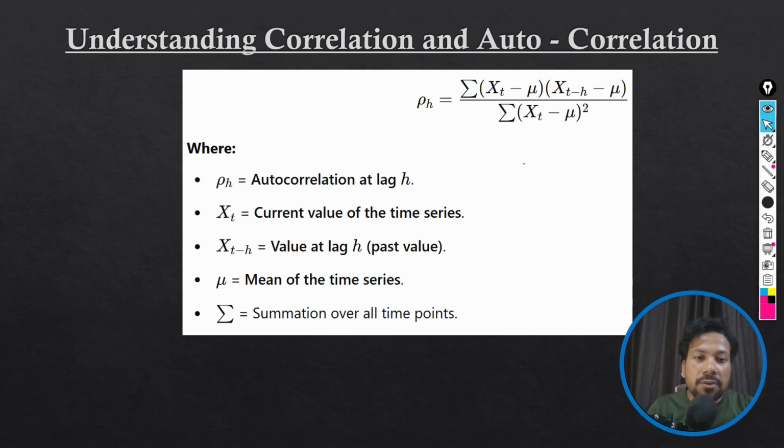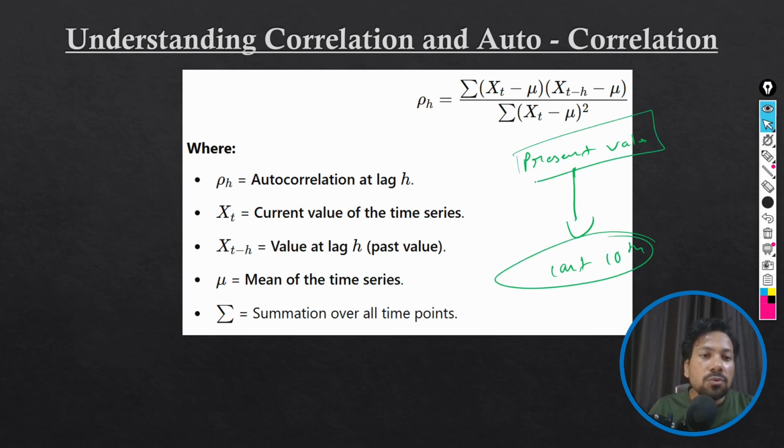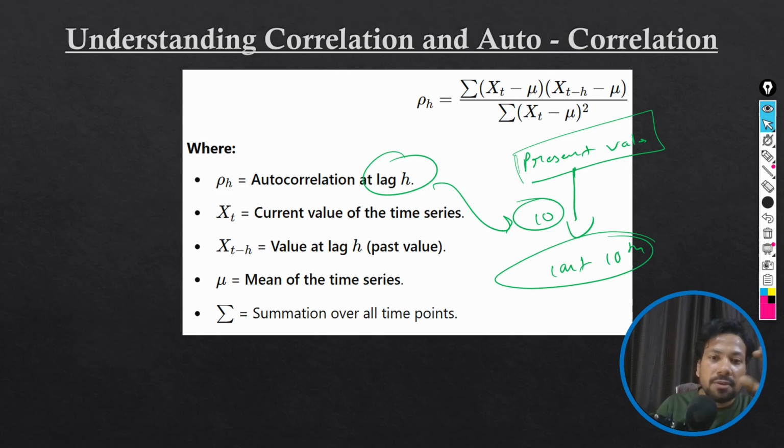So if you are trying to find the relation between our present value and the last 10th value, how our present value is going to be affected by the last 10th value, then lag will be 10 here. So you have to take a gap of 10 between these two values. You are going to understand it in our next slide. For now, you just need to understand that lag here denotes the interval between the two time frames for which you want to find the autocorrelation.